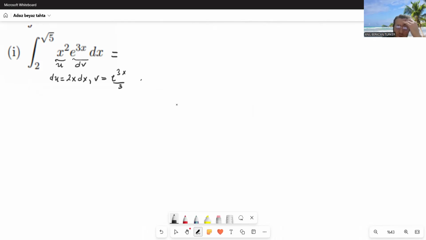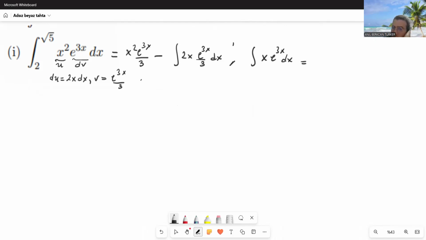Okay, so this is equal to x squared e to the power 3x over 3 minus the integral of 2x e to the power 3x over 3 dx. Now again, calculate the integral of x e to the power 3x dx. So I'm calculating this integral.